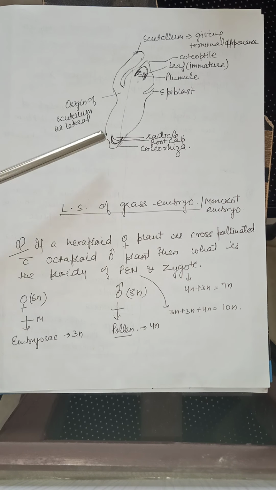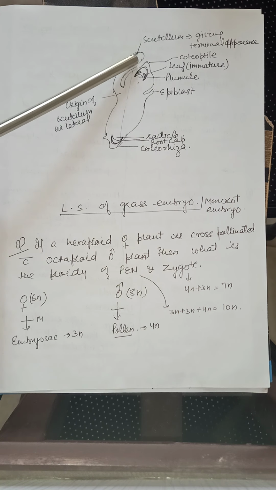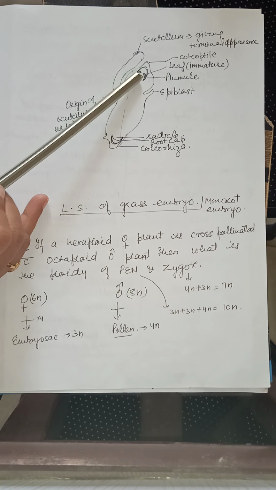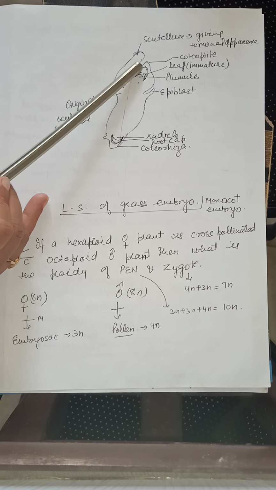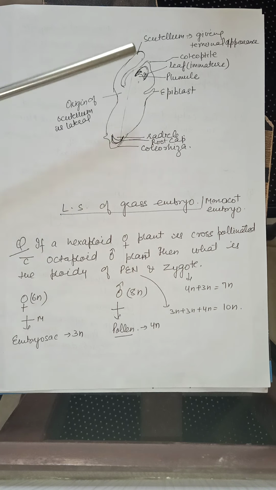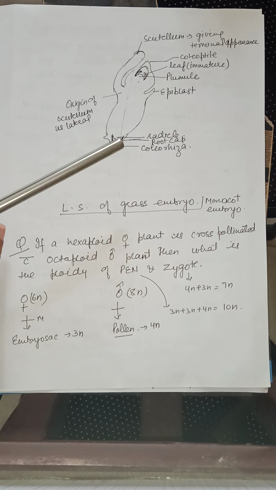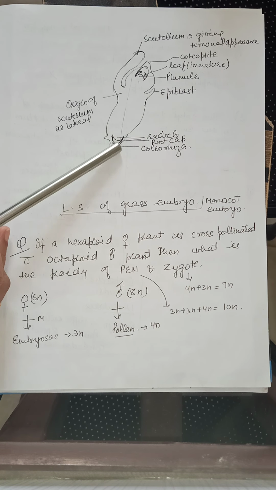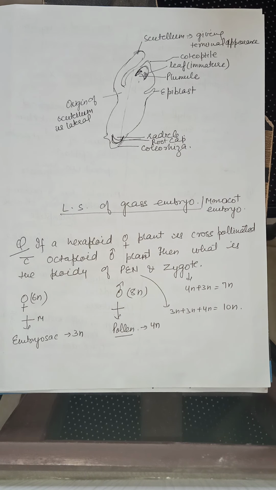See, here I have shown the diagram of a monocot embryo. This is the longitudinal section of a grass embryo, that is, a monocot embryo. See, this is the well developed cotyledon, which is known as the scutellum. This is the single cotyledon called the scutellum, and it is well developed. This is the plumule, and it is covered by a leaf-like foliar structure called the coleoptile. This is the epiblast, the undeveloped second cotyledon. This is the radicle, this is the root cap, and this is the coleorhiza, the foliar structure which protects the root radicle.